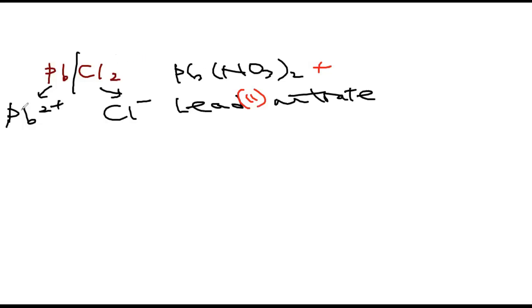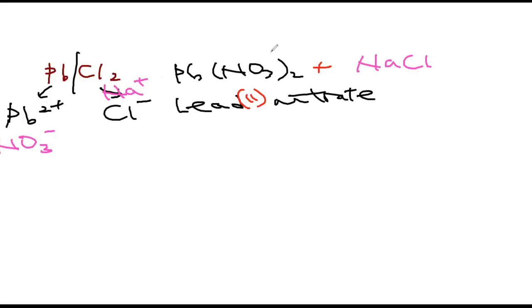Now, this lead(II) nitrate already gives you the lead(II) ion, so there is no need to talk about the lead(II) ion anymore. My question is, what solution are you going to use so that you get the chloride ion? Teacher, can I use sodium chloride? Alright, you can use sodium chloride. This one you pair with a nitrate ion, and this one you pair with a sodium ion. Like I said just now, the positive ion always pairs with a negative ion, and the negative ion always pairs with a positive ion.